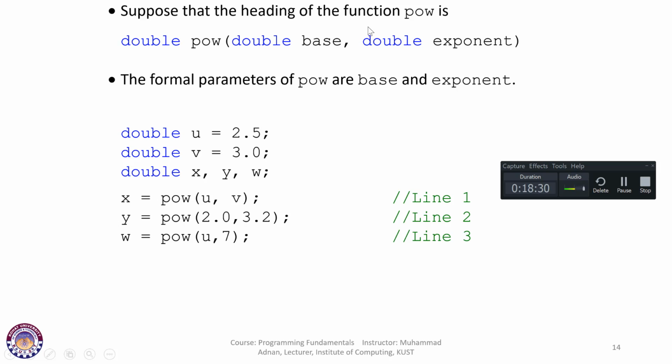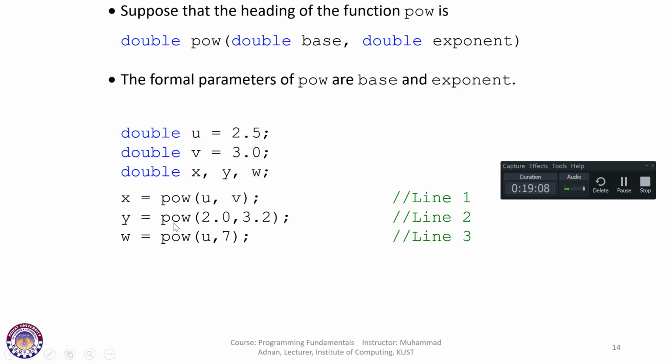So suppose that the heading of the function power is: return type, power, one parameter called double base and the other parameter called double exponent. The formal parameters of power are base and exponent. If you declare three variables u, v and x and assign them values such as 2.5 and 3.0, and then declare three variables x, y and w, and then write x = power(u, v), you are passing the value of u to base and the value of v to the exponent.